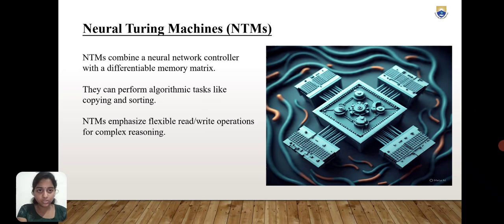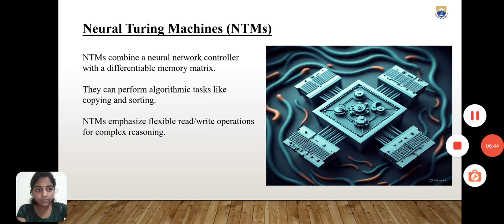Neural Turing Machines (NTMs). NTMs combine a neural network controller with a differentiable memory matrix. They can perform algorithmic tasks like copying and sorting. NTMs emphasize flexible read and write operations for complex reasoning.